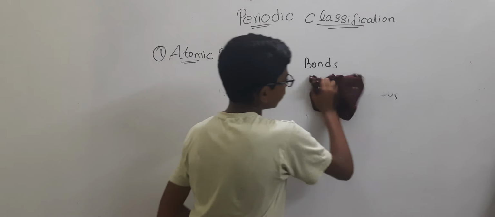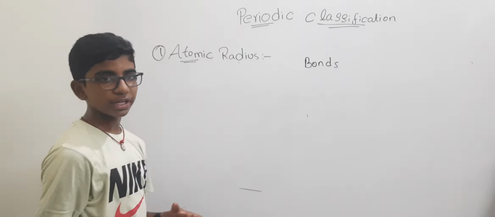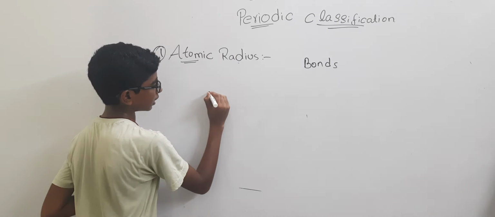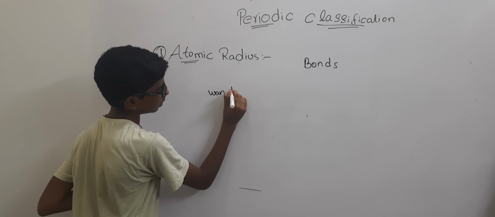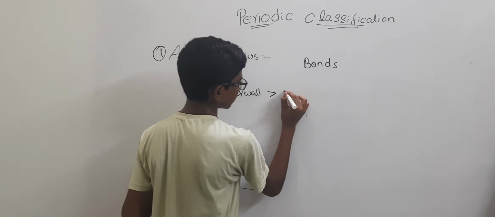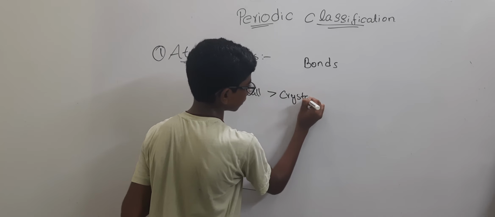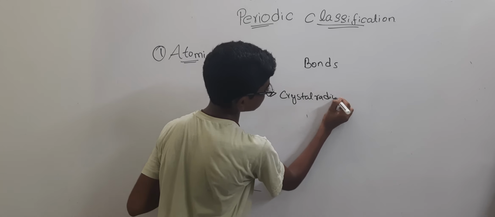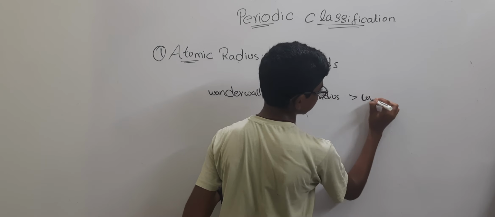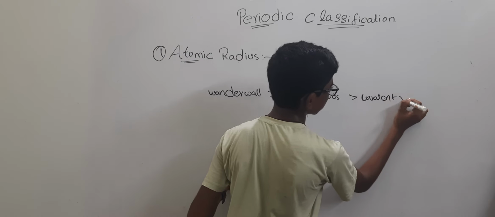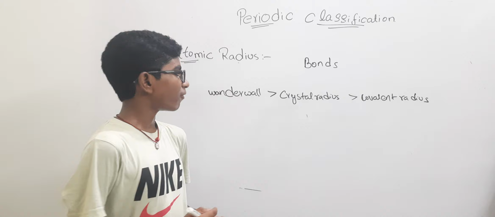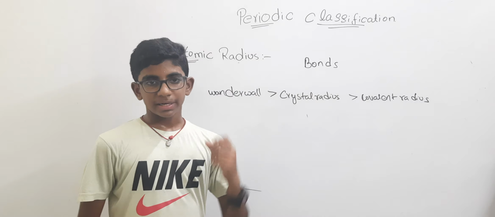Now the increasing order of the atomic radii is: van der Waals radius is greater than crystal radius, which is greater than covalent radius. This is the relation for the three types of radius.